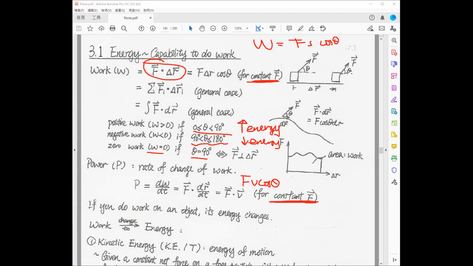Remember, these two simplified formulas are for constant force. If the force is not constant, in general, you need to do the integration.